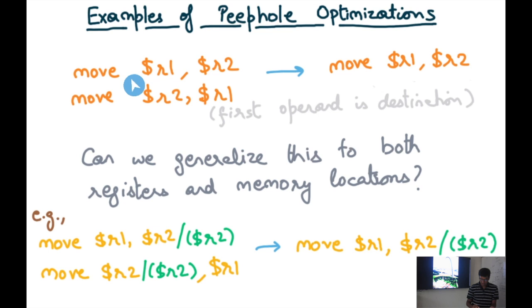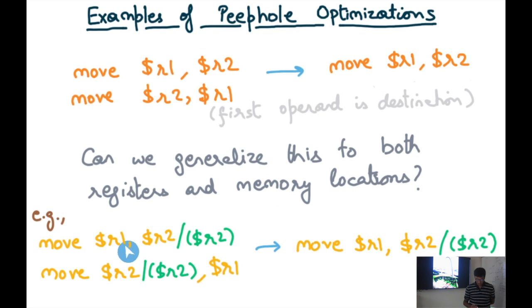So let's say my original peephole optimization was: if you move from R2 to R1, the first operand is the destination in these examples, and then you move from R1 to R2, then you don't need to do the second instruction at all, because at this point we know that both R1 and R2 have the same contents. So you can just replace it with a single instruction, move R2 to R1. But can we generalize this to, let's say, both registers and memory locations?